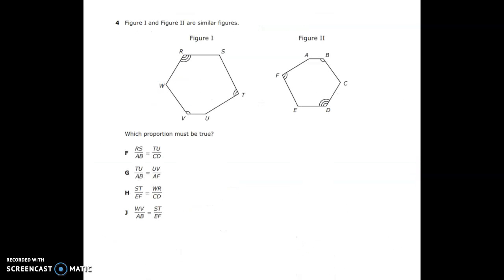Number 4, figure 1 and figure 2 are similar figures. Figure 1, R, S, T, U, V, W. Figure 2, A, B, C, D, E, F. Which proportion must be true? RS over AB is equal to TU over CD. TU over AB is equal to UV over AF. ST over EF is equal to WR over CD. WV over AB is equal to ST over EF.